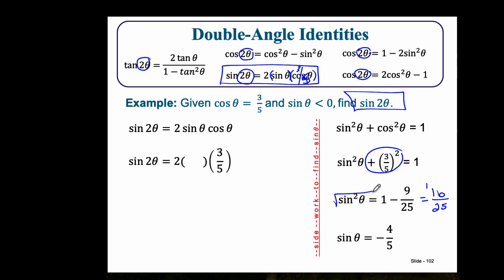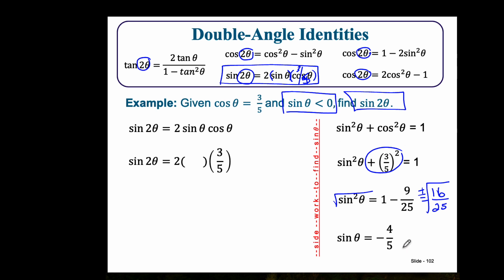And then square rooting both sides of the equal sign. Remember that if we introduce the square root, we need to address the positive and the negative root. That gives us the square root of 16 over 25, which gives us 4 over 5, and we are going with the negative root. How do we know to go with the negative? Because right here, we're told the condition that sine of theta needs to be less than 0.